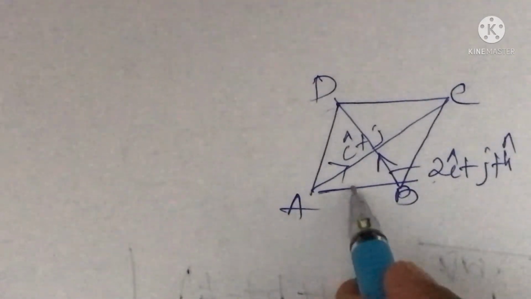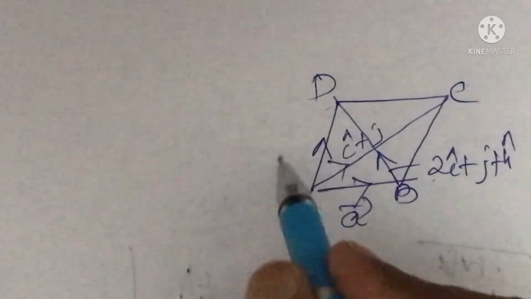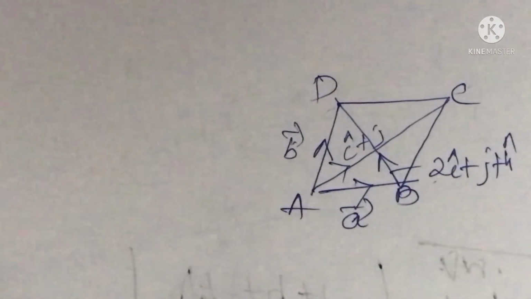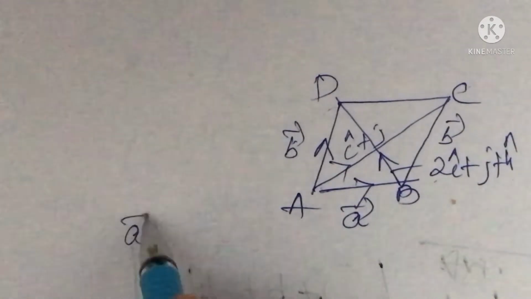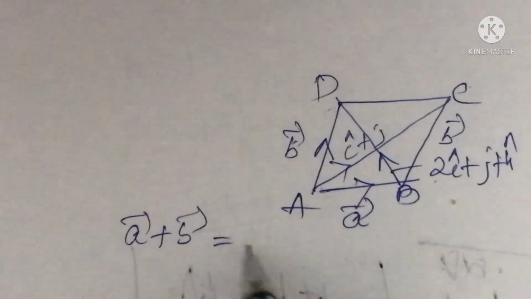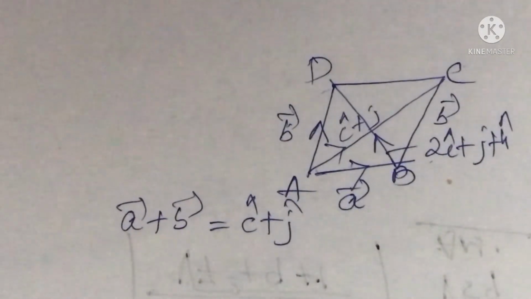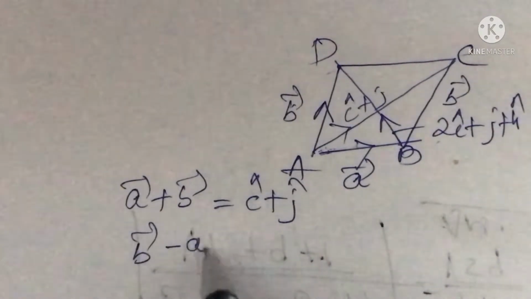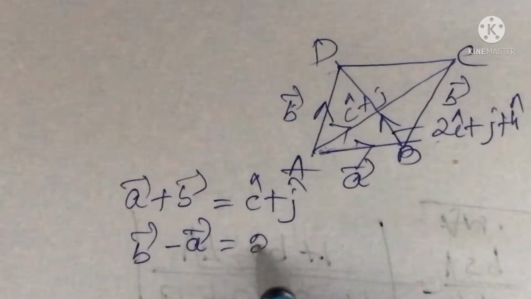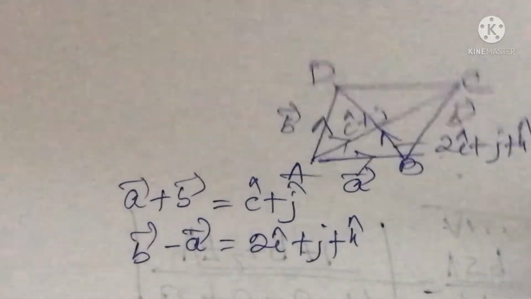Now we have to find out the value of AB vector and AD vector. Let AB vector be a vector and AD vector be b vector. Then BC is also b vector. Now a vector plus b vector is equal to i + j, which is given, the diagonal AC is i + j, and b minus a vector is equal to 2i + j + k vector, which is diagonal BD.